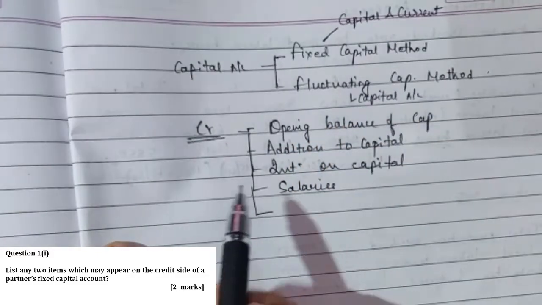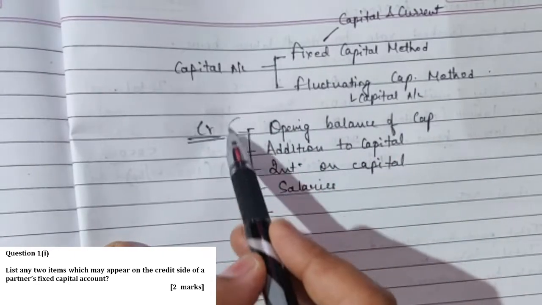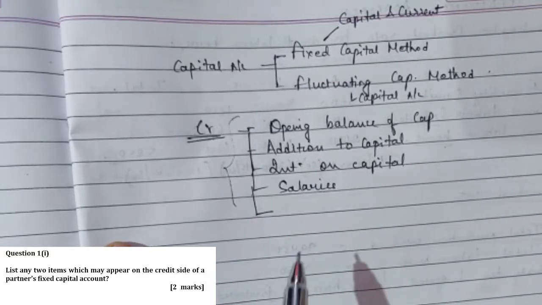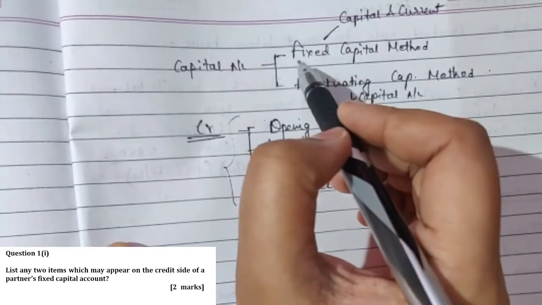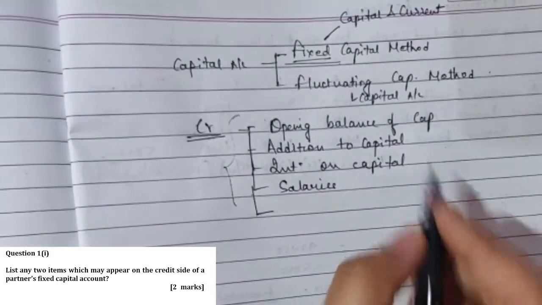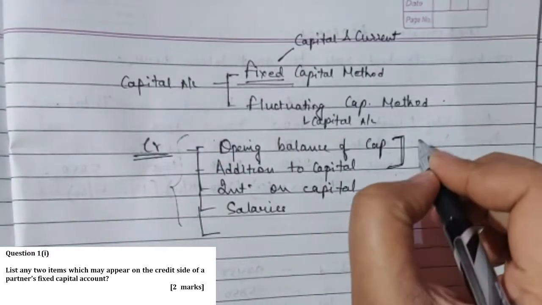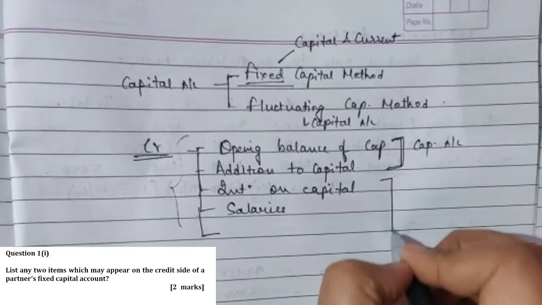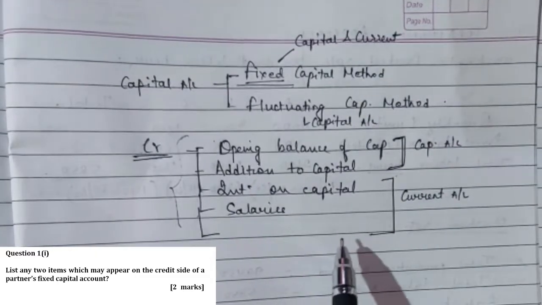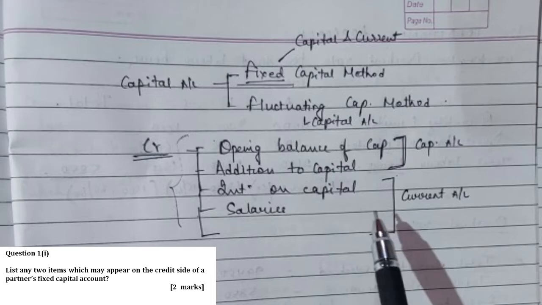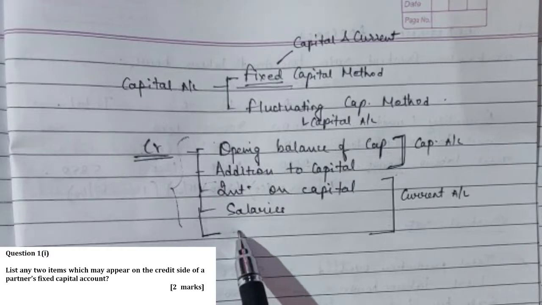So had this been a question of the fluctuating capital account method, then any two of all these 4 items would have been correct. But in the question it is mentioned that we have to write as per the fixed capital method. We have already studied that in the fixed capital method these 2 items form part of the capital account while the other adjustments form part of the current account. This mistake is often made by students, that they do not read the question properly and therefore mention these elements in the answer.